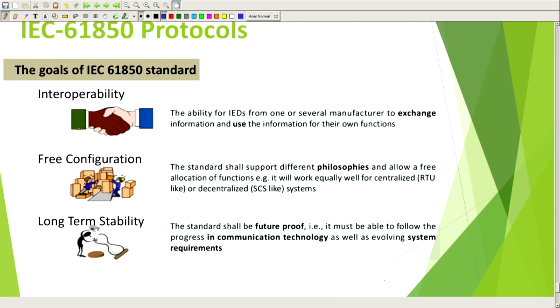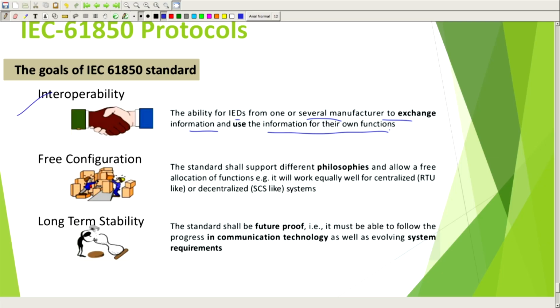The IEC 61850 standard is the industry preferred choice for three basic reasons. One is interoperability, that means the ability of IEDs, intelligent electronic devices, from one or several manufacturers to exchange information and use it for their own functions. There are so many manufacturers, Schneider, Siemens, ABB, each with their own IEDs. Once you bring them together, there should be a common channel where they talk to each other, so that the system is monitored and controlled in a better manner. Otherwise, if there is a communication mismatch, the system may collapse.